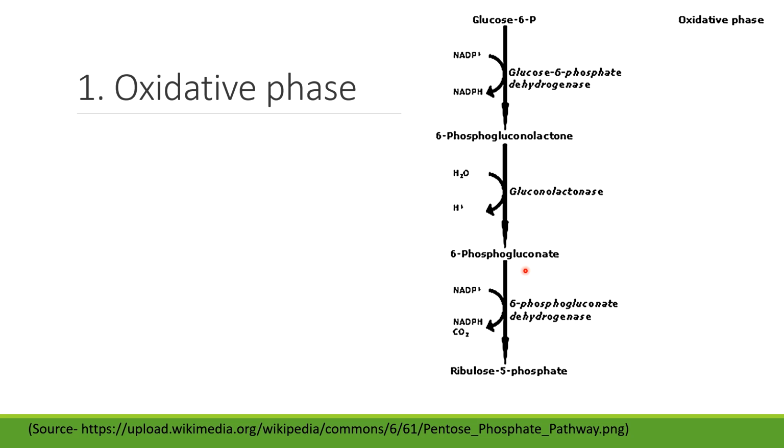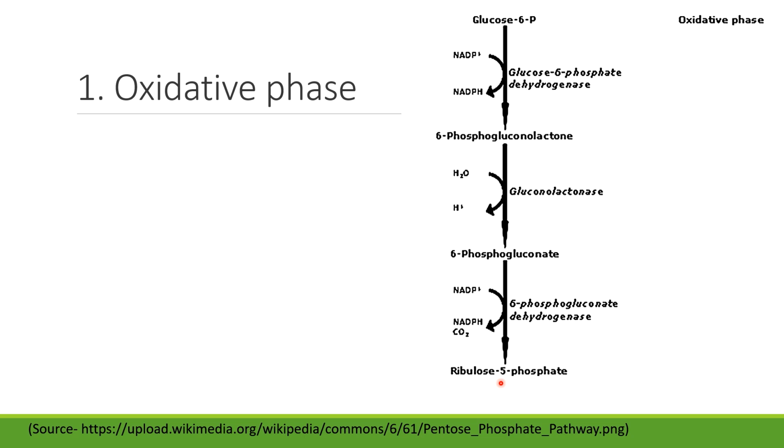This compound undergoes further decarboxylation catalyzed by the enzyme 6-phosphogluconate dehydrogenase, and it results in the formation of ribulose 5-phosphate, and you see that another molecule of NADPH is produced along with release of carbon dioxide. So overall, for every molecule of glucose 6-phosphate that enters this oxidative phase, there are two molecules of NADPH produced. Along with that, one molecule of ribulose 5-phosphate is generated.